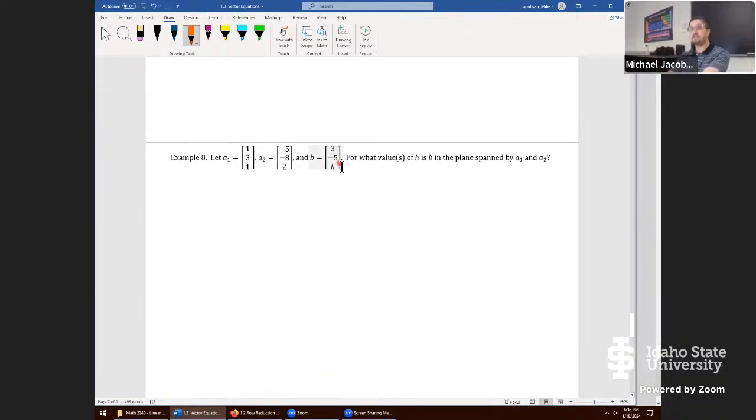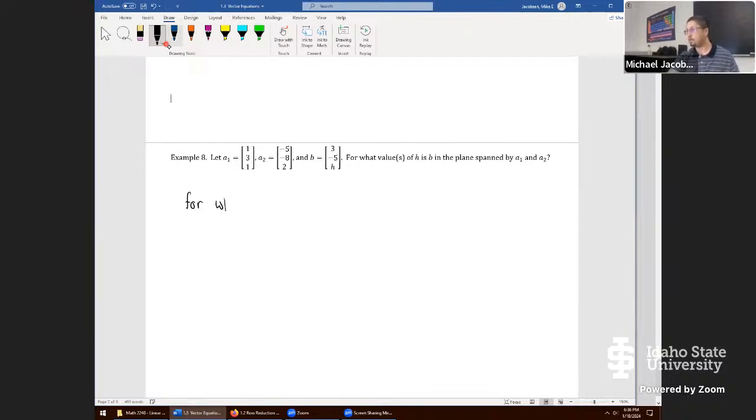The question they're asking us on this set is, for what values of h is b in the plane spanned by a1, a2? That's kind of a tricky question because of the way it's being asked. It's being asked in a very geometric way. It is a plane because we have two vectors being spanned in R3. But to determine if b is even in the plane spanned by a1 and a2, we can start by just rephrasing the question like this.